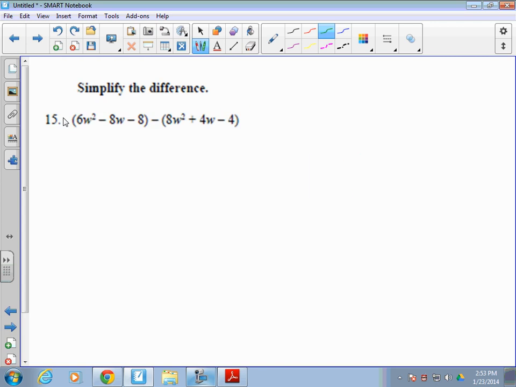15 says simplify the difference. 6w squared minus, there's your key right there, 8w squared is -2w squared. Just putting your w squareds together. -8w minus 4 is -12w. And -8 minus -4. Minus a negative means plus. -8 plus 4 is -4.